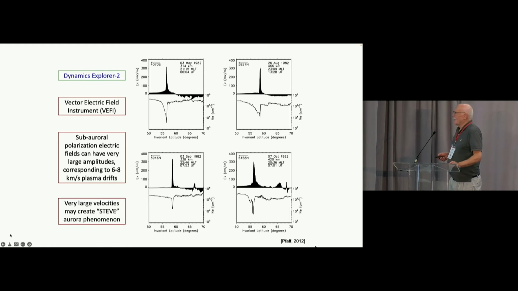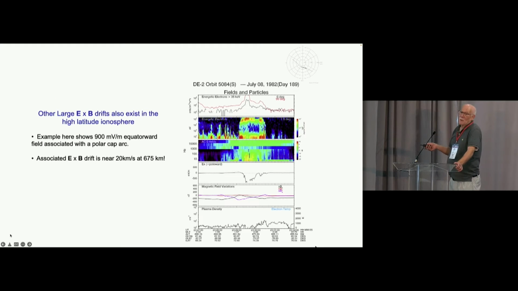In the case of the electric field instrument, it actually goes to a volt per meter. So these very large velocities, I actually had this in my AGU talk on STEVE, just reading that here. But you can just sort of see that. In fact, here's one example that's almost a volt per meter, and that's a drift of almost 20 kilometers per second. And this one was not a SED event.